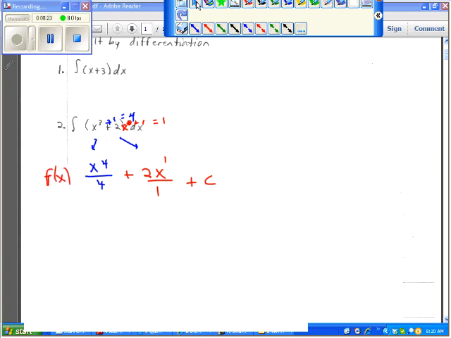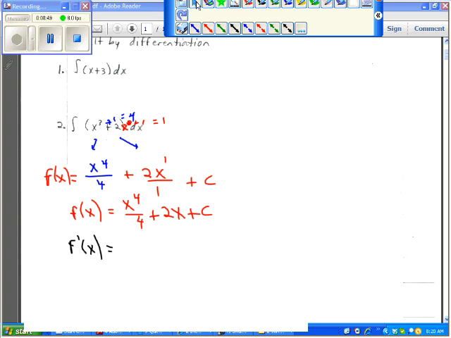So my f of x, my original function, comes back to here. Simplified, we have f of x is equal to x to the 4th over 4 plus 2x plus c. Okay? Let's see if we got that. We want to verify by taking the derivative.